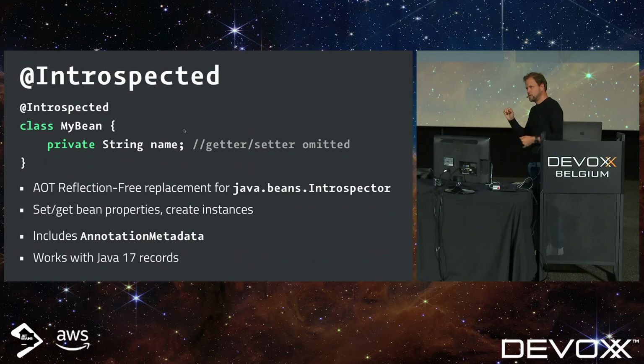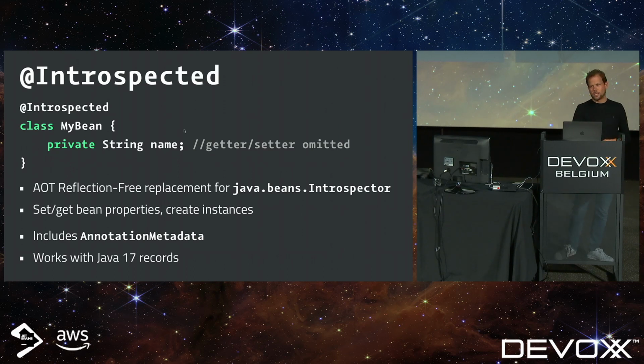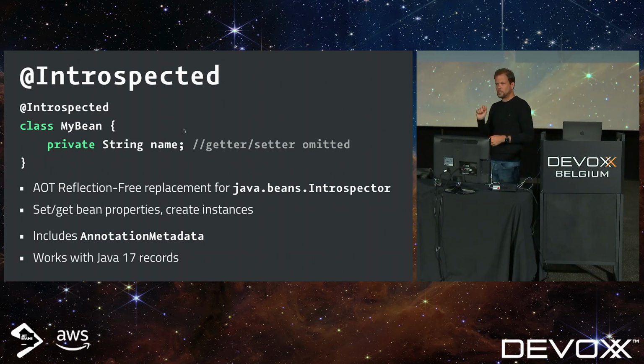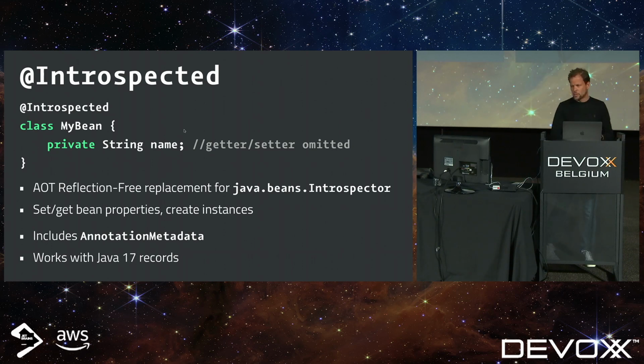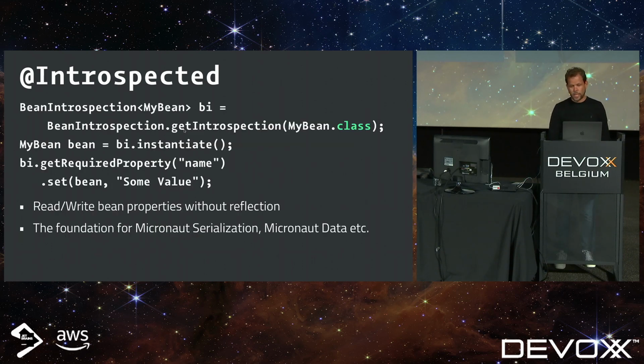We have built Micronaut Data. Micronaut Data allows you to read and write objects using Micronaut Data JDBC to a relational database. That uses introspections under the covers so that when you communicate with a database back and forth, we're not using reflection at any point when reading and writing data. So introspections are a fundamental building block of the framework, and that's why I'm banging on about them so much. But it's a key thing to understanding the way Micronaut works.